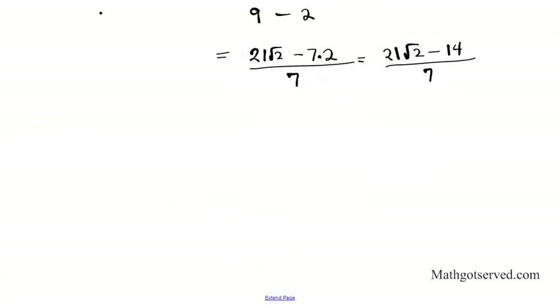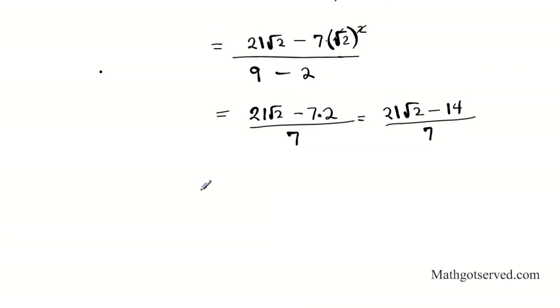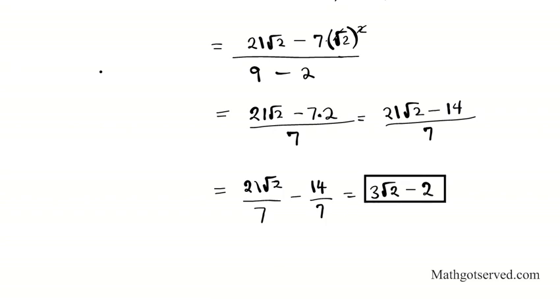So we're going to write it in the following format. We're going to have 21 root 2 divided by 7 minus 14 divided by 7. Alright? So 7 goes into 21 3 times, so we have 3 root 2, minus 7 goes into 14 twice. So we have 3 root 2 minus 2. Okay? So that's the answer to the B part.